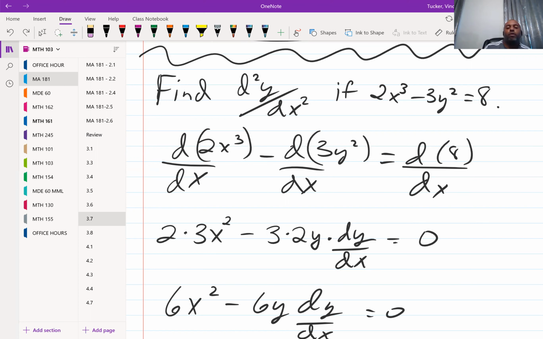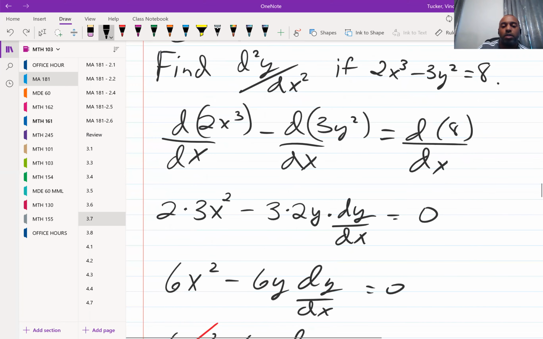minus the derivative of 3y squared. So take the derivative of y squared, bring down the 2, subtract 1 from your exponent. So 3 times 2y. And don't forget, we're taking that with respect to x, so there still should be that dy/dx attached to it. And then the derivative of 8 is 0. Of course, the derivative of any constant is going to be 0. So here's our simplification: 6x squared minus 6y dy/dx equal to 0.